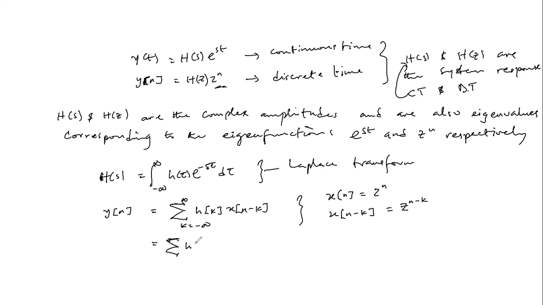the summation for k taking on values from negative infinity to positive infinity of h of k z to the n minus k. Now, this is the form h of z times z to the n.